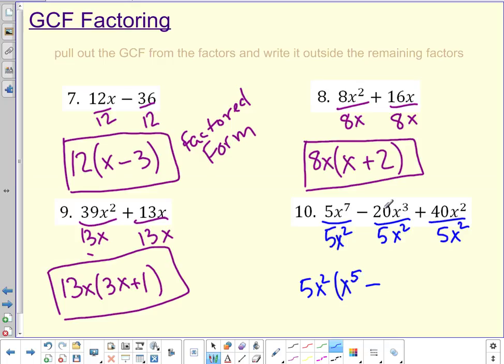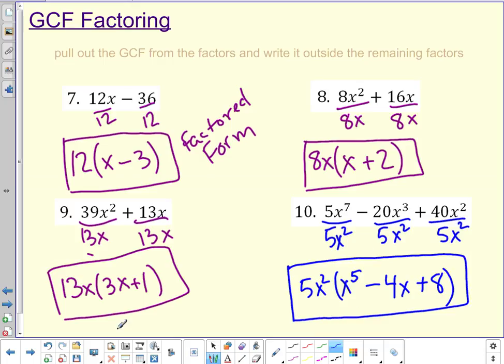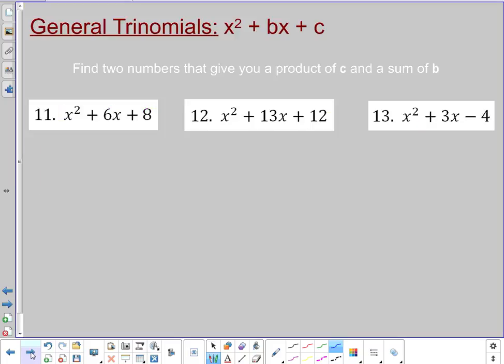Then in the middle, 20 divided by 5 is 4. X to the third over x squared is x. And the last term, 40 divided by 5 is 8, and x squared over x squared goes away. So that is my factored form of that expression. Then we get into factoring by grouping. Now grouping is similar to taking out the GCF, it's just that we have to take out the GCF twice.